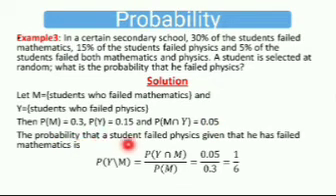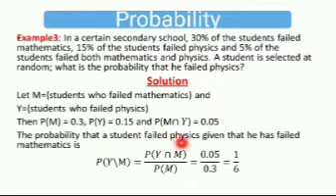So the probability that a student failed physics, given that he has failed mathematics. The reason why it is pertinent to use this formula now is we don't know the total number of students in this school. Is that okay? We don't know the total number of students, but we know the percentage of the students who failed both mathematics and physics. So we can use this one now.